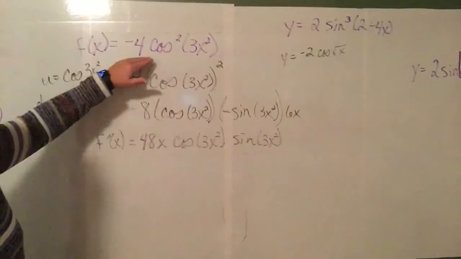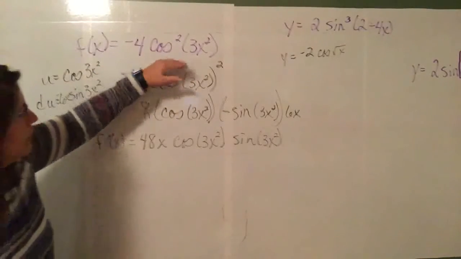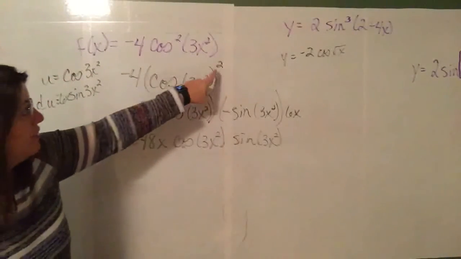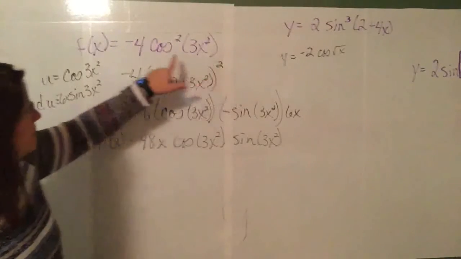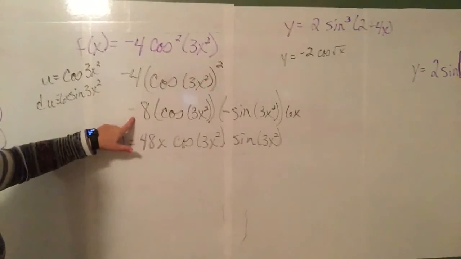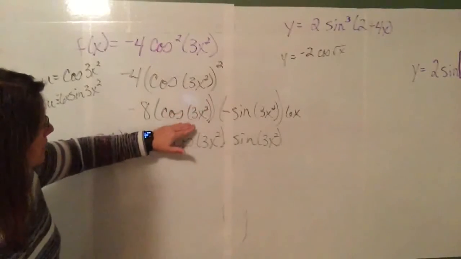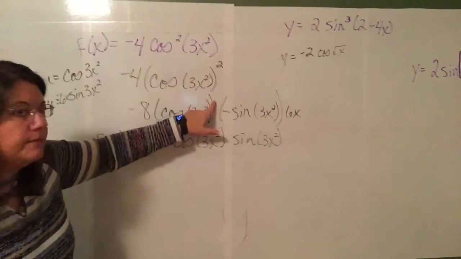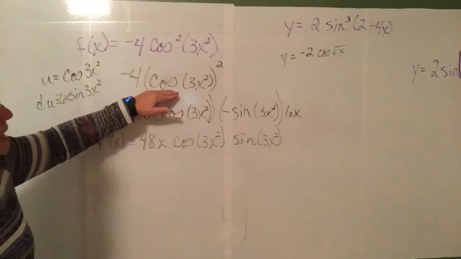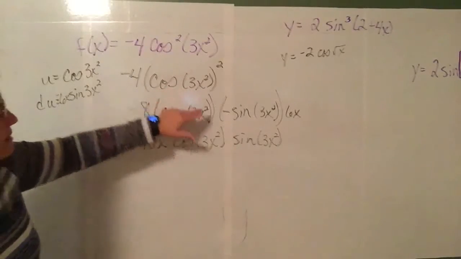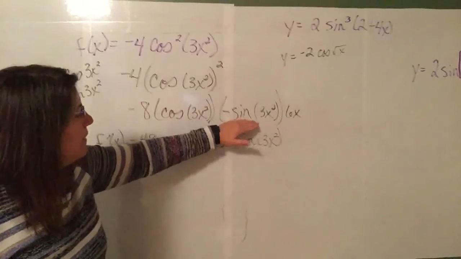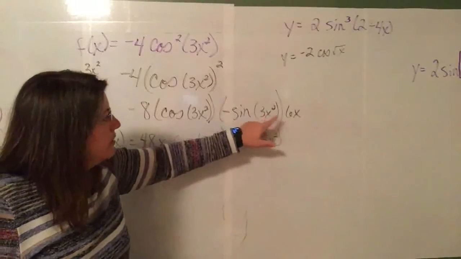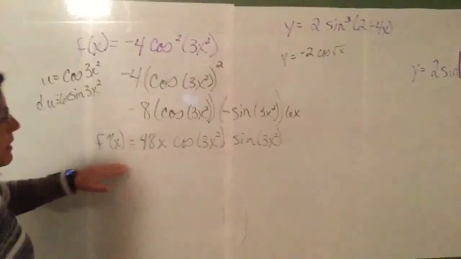So we take the derivative of the outside function first. We accomplish that by recognizing this is squared. So 2 times negative 4 is negative 8. Keep the inside function, decrease its power by 1. Then take the derivative of the inside function. The derivative of cosine is negative sine of the angle. And then to finish that off, we have to take the derivative of the angle part, 6x. And then we just combine it all together.